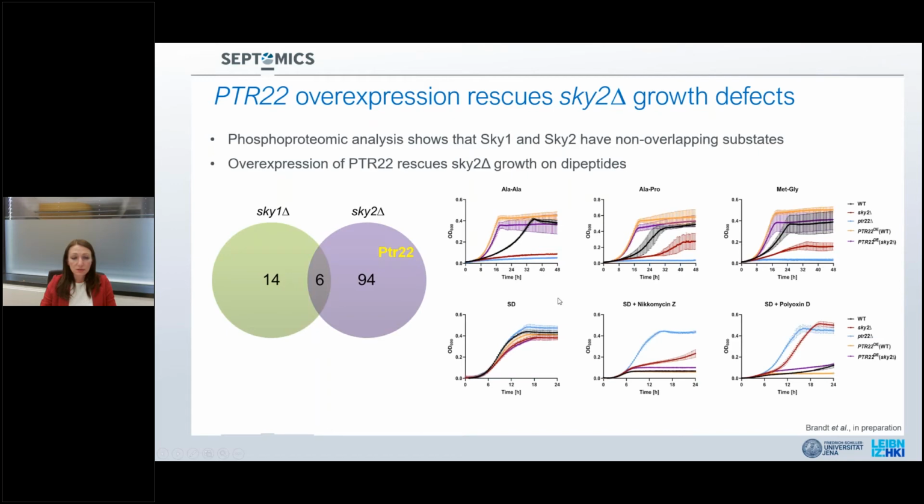We also tested the susceptibility of the SCY2 mutant to dipeptide antimicrobials such as nikkomycin Z and polyoxin D. And you can see that the SCY2 mutant shows a severe defect on nikkomycin Z, and an even higher defect on polyoxin D. So it's not susceptible to these antibiotics compared to the wild type, for example.